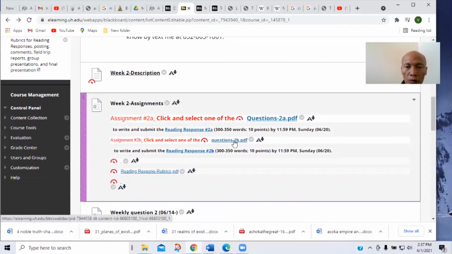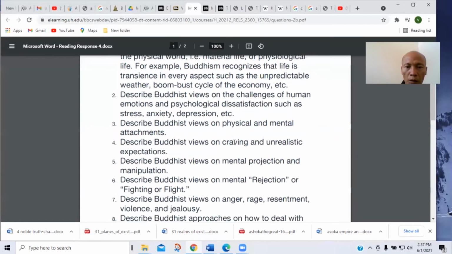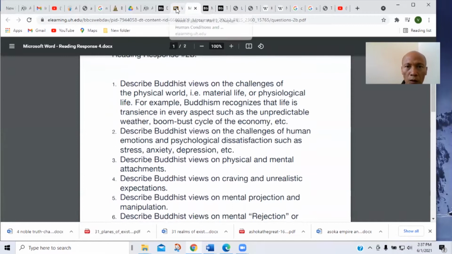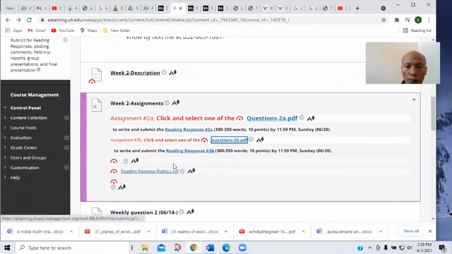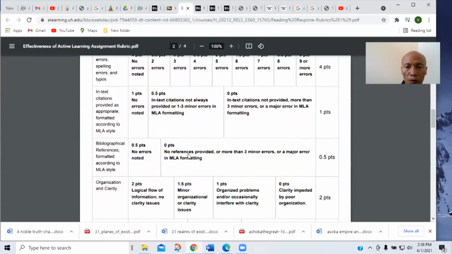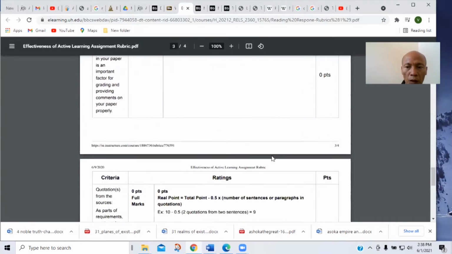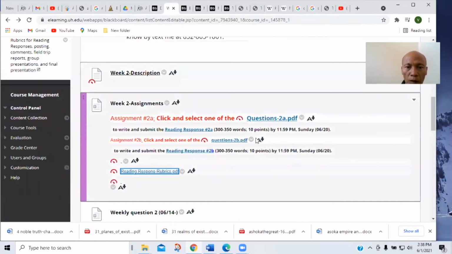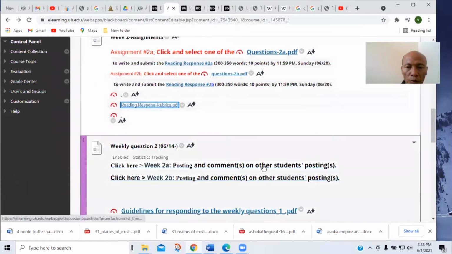Click on question 2B, and again, these are the list of the questions. You can respond to one of these questions and submit to here. And here again are the rubrics, so please read carefully. In total you have 10 points, and please follow these rubrics. I give you the grade based upon those rubrics, and after that you post your response to the weekly question, as well as writing comments on other students' postings.